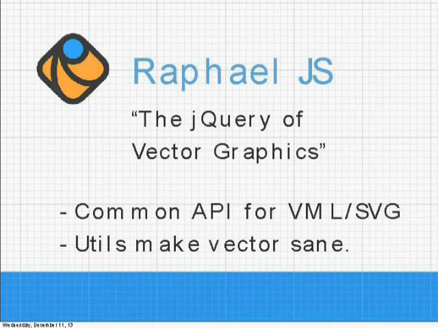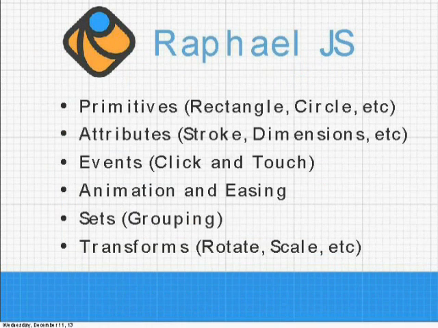But it has a smaller API because it has to work in between VML, which is the old IE way, and SVG. But it has some great utilities to make working with vector sane, which is what I'm excited about with Snap, which has a lot of these features. So just running quickly through the features of Raphael, you can create primitives, you can modify attributes, you can manipulate. Like you can do drag events and it'll actually map to touch, which was great. So I made a full SVG application and it worked on iPad.